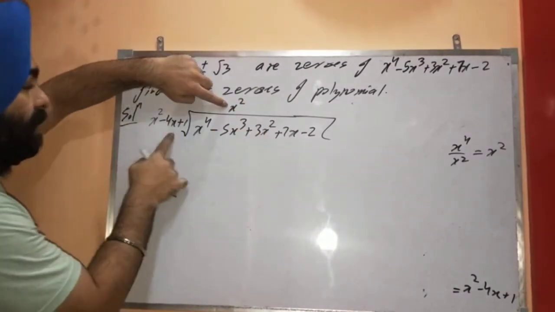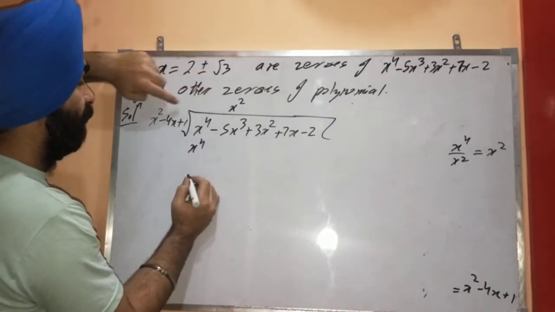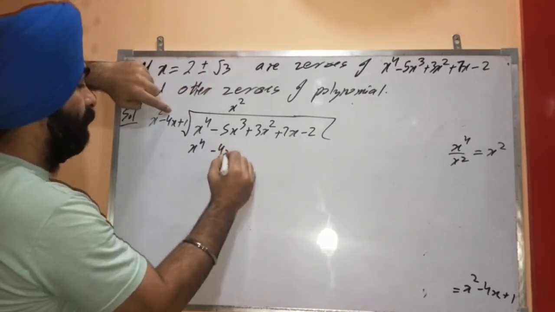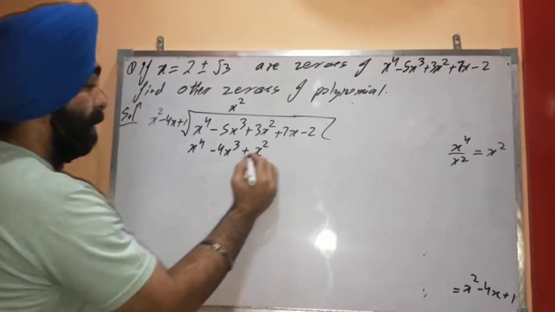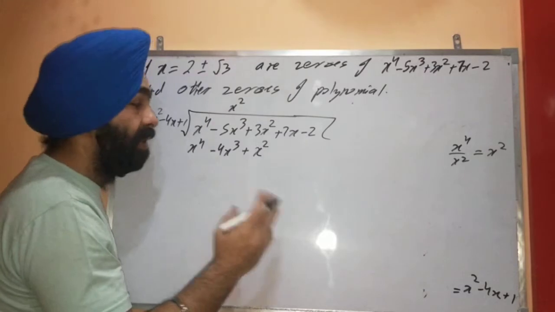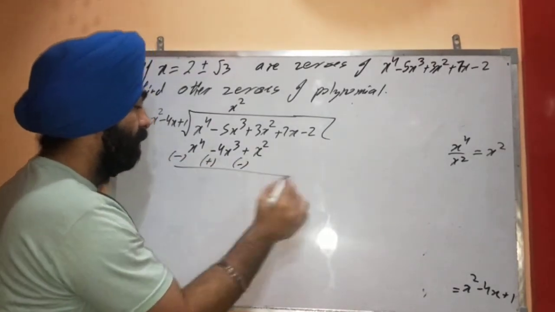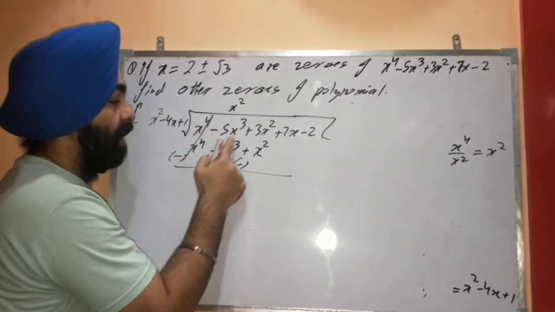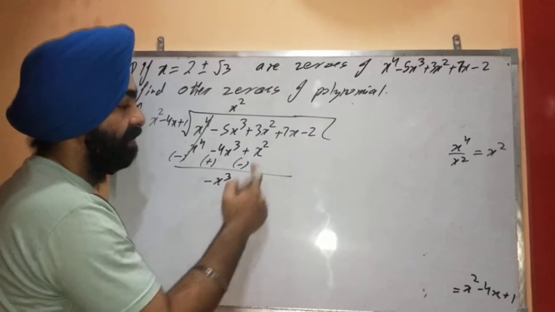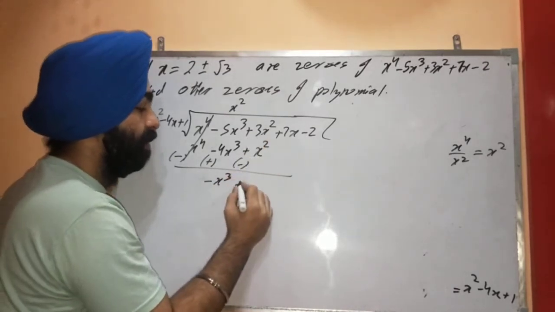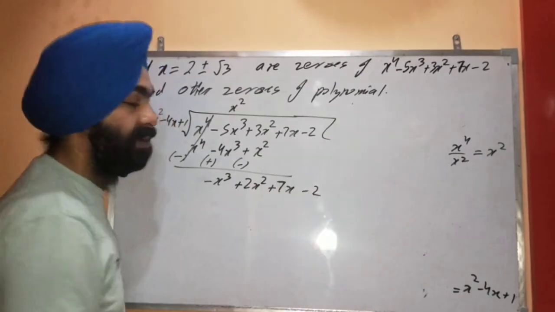Now we will multiply x square with all three terms. X square with x square is x raised to the power 4. Then x square with minus 4x will be minus 4x cube. Then x square with 1 will be x square. Remember, we have to write like terms below like terms. Signs will get changed. This will cancel. Minus 5x cube plus 4x cube will be minus x cube. And then 3x square minus x square will be 2x square plus 7x minus 2.